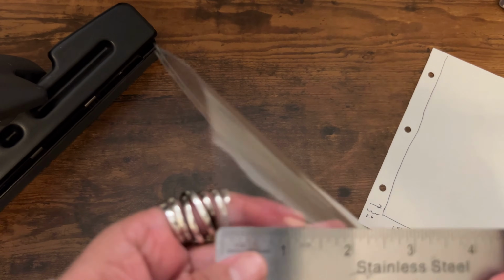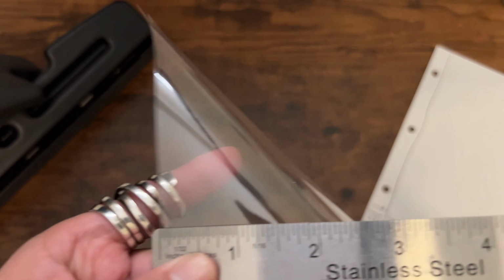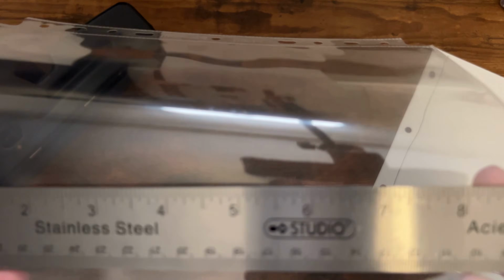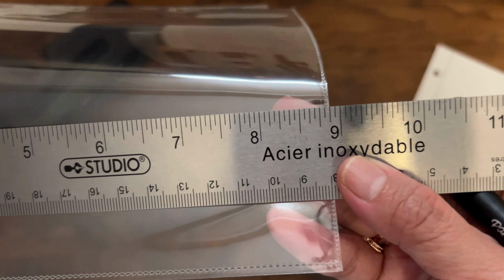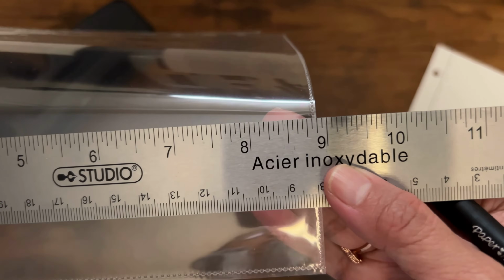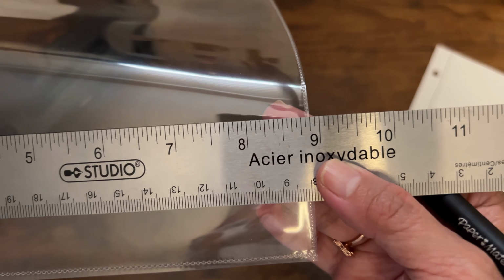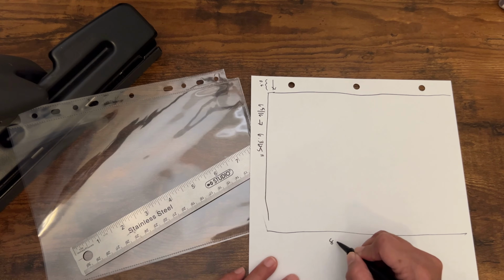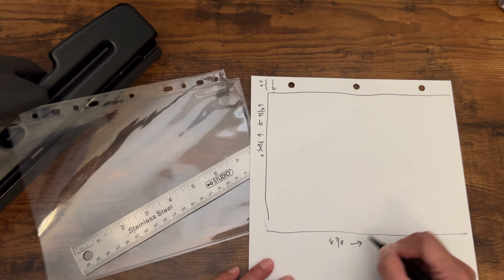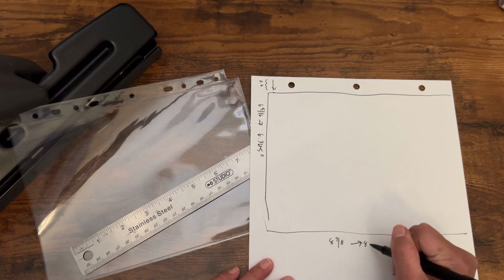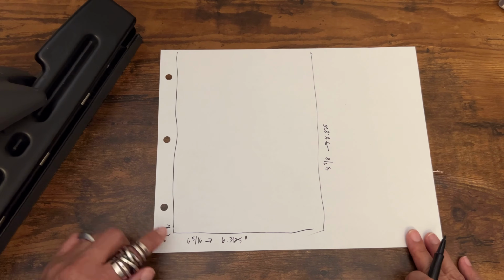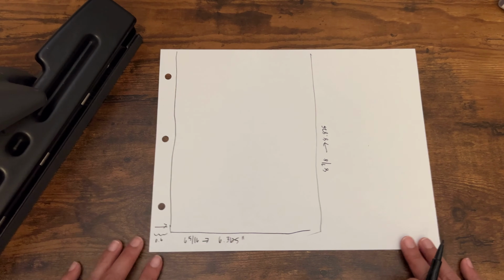And then from here, again from edge to edge, the edge of the pocket page all the way to here. I don't know if you could see. And we are looking at probably 8 and 7/8. So this is 8 and 7/8, and that would be 0.875. And these are the dimensions that we will be using in the next step.